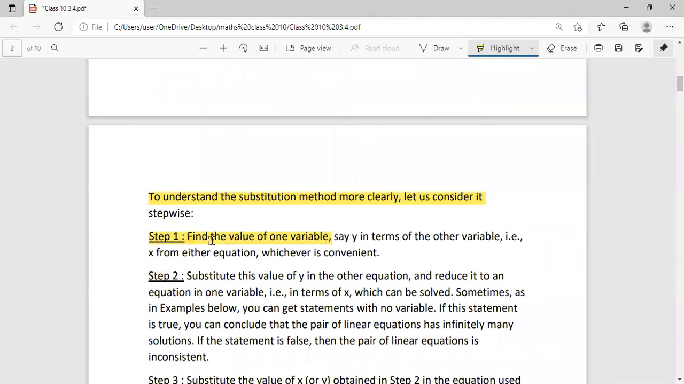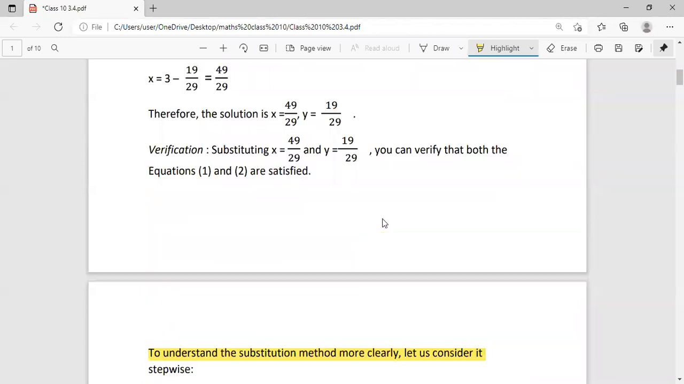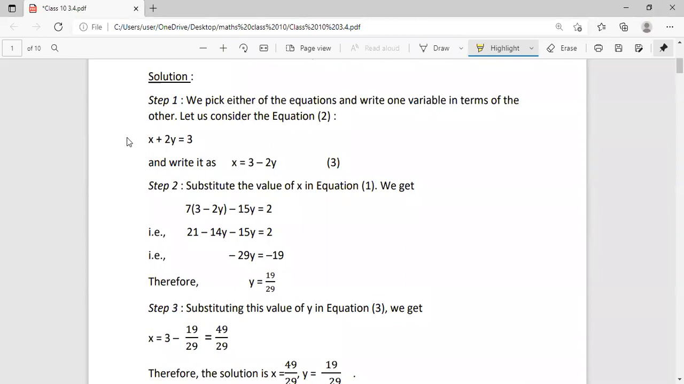First of all, find the value of one variable, say y, in terms of the other variable, that is x, from either equation, whichever is convenient. First of all, we have to write x in terms of y, or vice versa, we can write y in terms of x. That is according to our wish, or in the convenient manner.